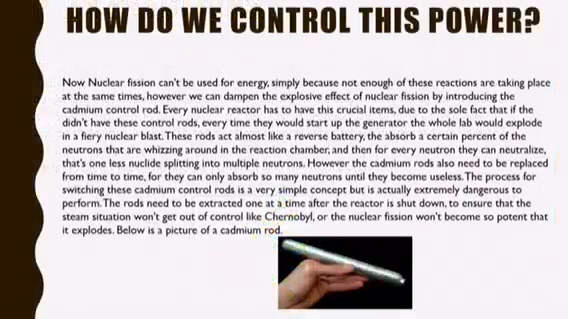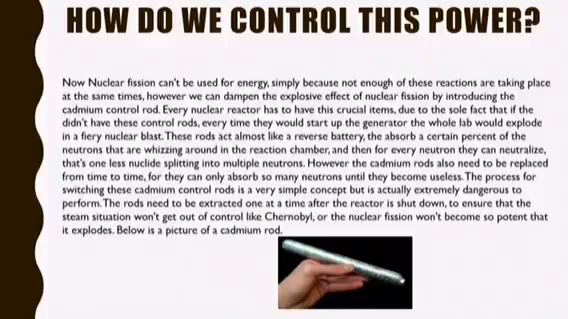How do we control this power? Now, nuclear fission can't be used for energy simply because not enough of these reactions are taking place at the same time. However, we can dampen the explosive effect of nuclear fission by introducing the cadmium control rod. Every nuclear reactor has to have this crucial item, due to the sole fact that if it didn't have these control rods, every time they would start up the generator, the whole lab would explode in a fiery nuclear blast.